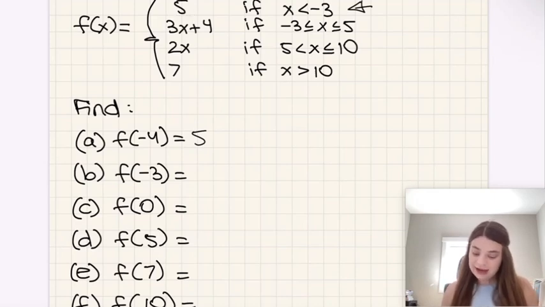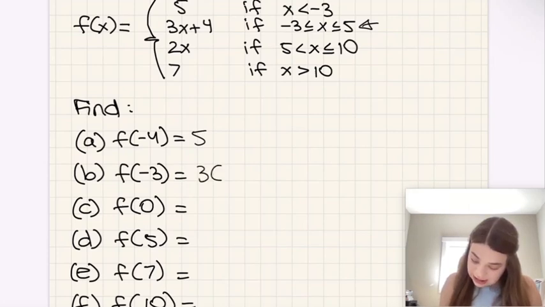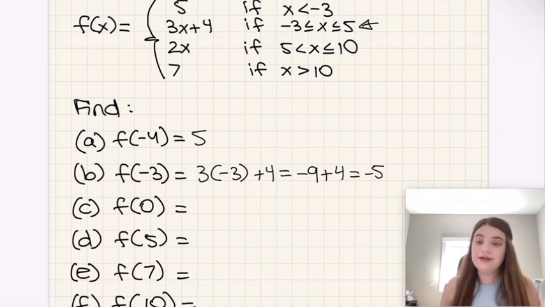Okay, what about the second one, f of negative 3? So if x is exactly negative 3, then it would be in this second category here, right? Because we know that the answer is 5 if x is less than negative 3. If x is exactly negative 3, though, then f of x is 3x plus 4. So that means the answer is 3 times negative 3, since negative 3 is x here, plus 4, which is negative 9 plus 4, which is negative 5. So the answer here is negative 5.